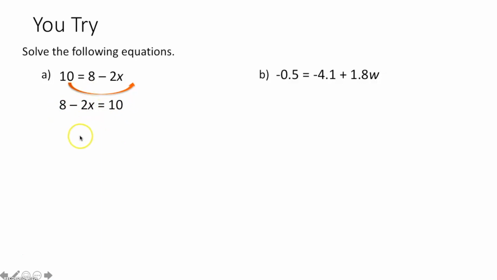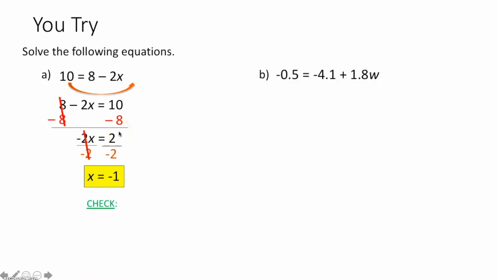Now our variable's on the left, so we move the constants to the right. Start with anything added or subtracted. So we start with this 8. Since it's positive, we're going to do the opposite. We're going to subtract 8 from both sides. These now cancel out. Over here, 10 minus 8 is going to give me 2. Now, to move this negative 2 to the right, it's negative 2 times x, so I do the inverse. I divide both sides by negative 2. These cancel each other out, and over here, 2 divided by negative 2 is going to give me negative 1.